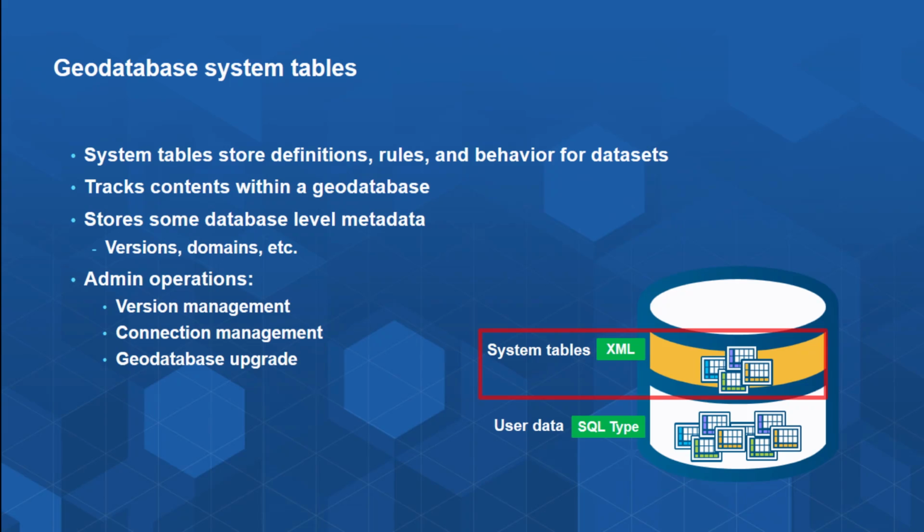So versions. A version spans the entire workspace. It's not specific to a particular data set. Same with domains. You can apply domains to individual data sets, but they live in the geodatabase at the workspace level. So the type of administrative operations you're going to be performing on these system tables are things like version management, content management, geodatabase upgrade, the things I've listed here.